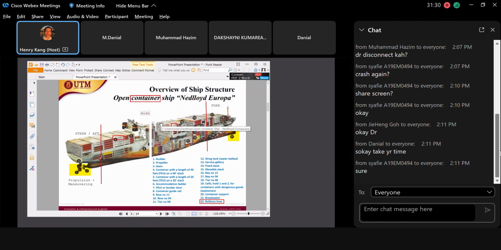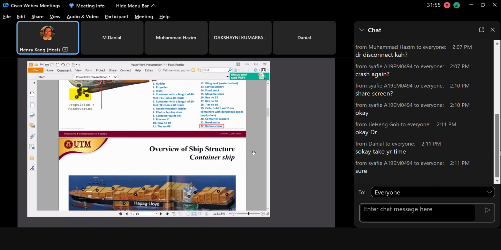Midship or mid section. Okay. All right. So for container ships, but not only container ships, for most ships we will try to divide them into these three sections. Okay, so let's move to the next one.